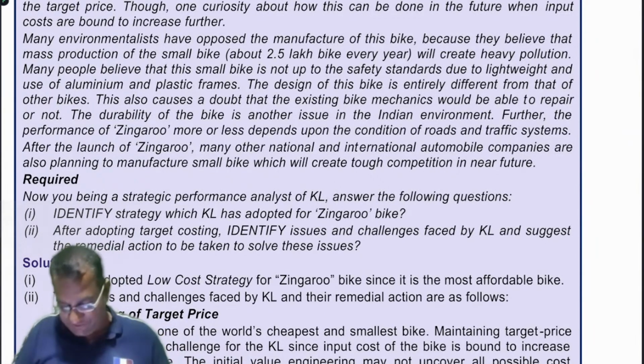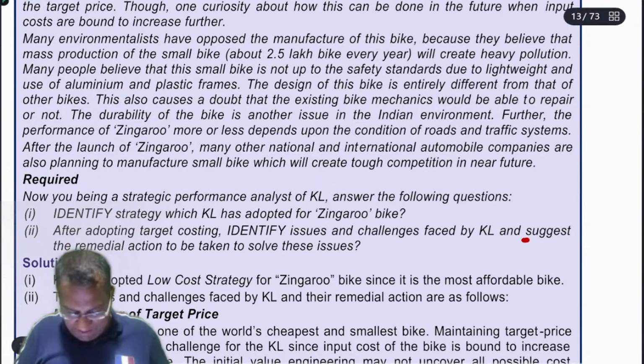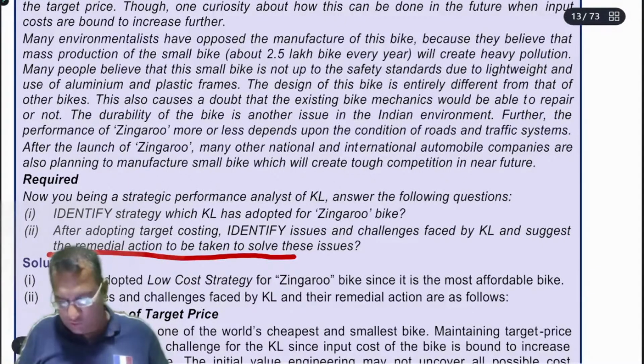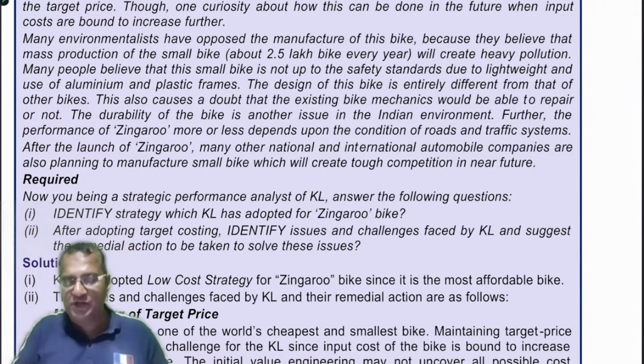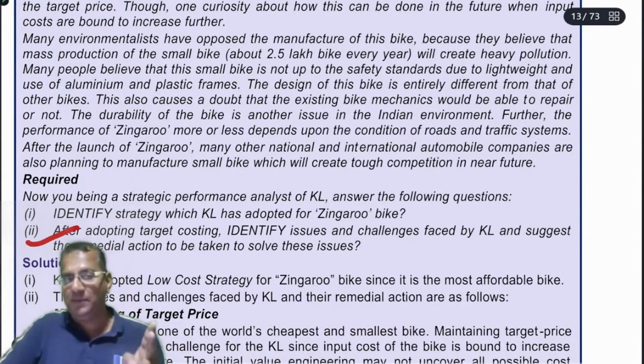This is identification. And second, suggest the remedial action to be taken to solve those issues. And in this suggestion, we can write 5 to 6 lines for each of the issues that has been faced by the company along with its solution part. Okay, so the second requirement part is divided into 2 parts.